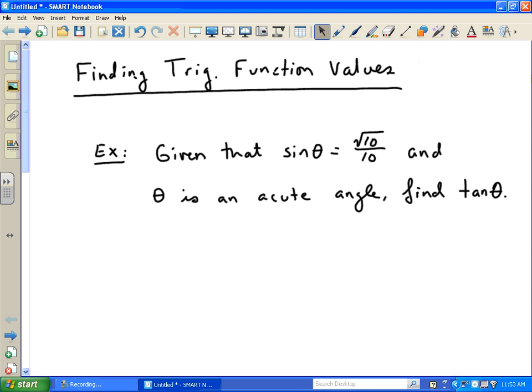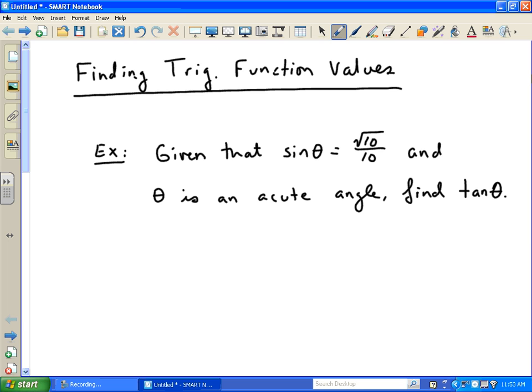I'd like to do an example on finding trig function values. This particular example states that given that sine of theta is equal to the square root of 10 over 10 and that theta is an acute angle, find the value of tangent of theta.